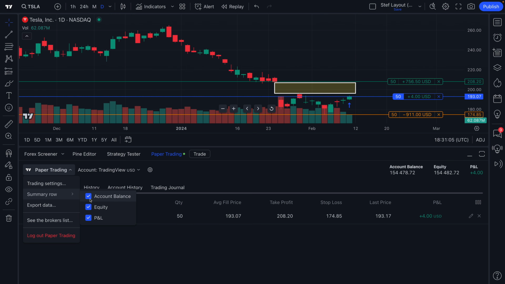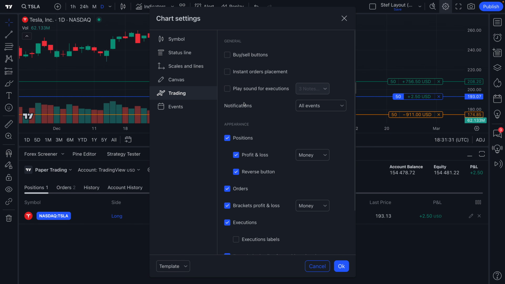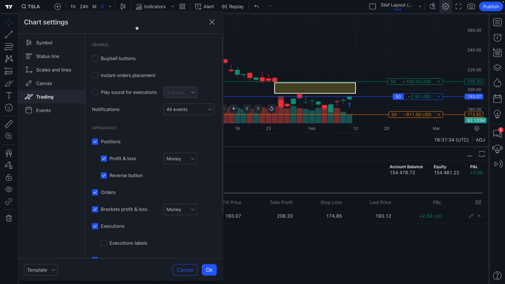Account balance, you'll probably always want to see, profit and loss as well, so that you can get a feel for what your profit and loss is at any point, and your account balance also. Did you know you can also export your data as well? See the brokers list will bring you right back to the brokers menu that we showed you with real brokers. Log out will log you out of paper trading entirely and take this whole view away from you, so let's not click that yet. More importantly is trading settings. This is a really, really important thing to grasp because on TradingView, really you have the freedom and capabilities to create a trading environment that's best for you.